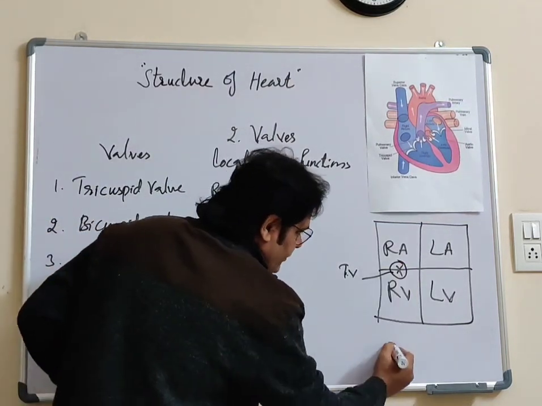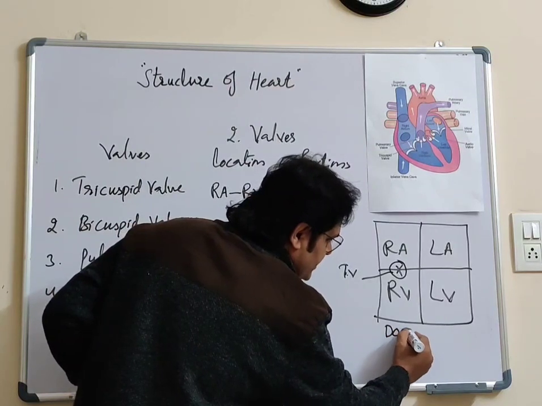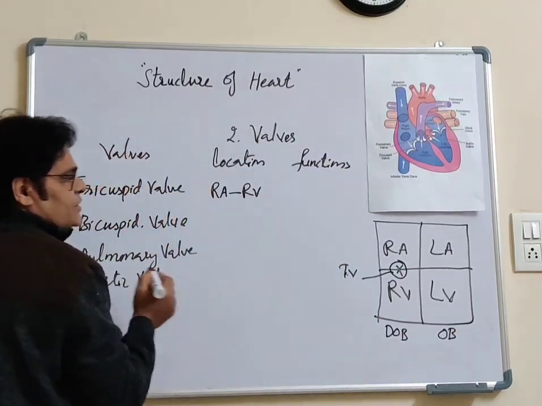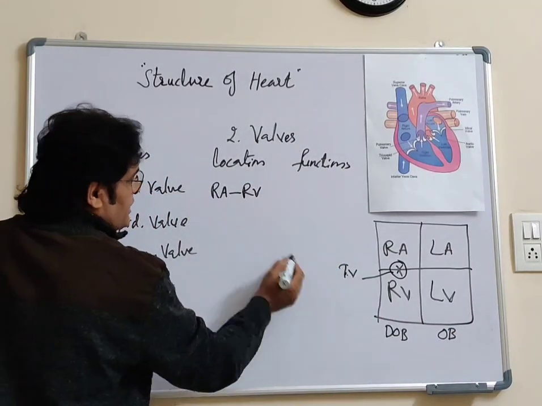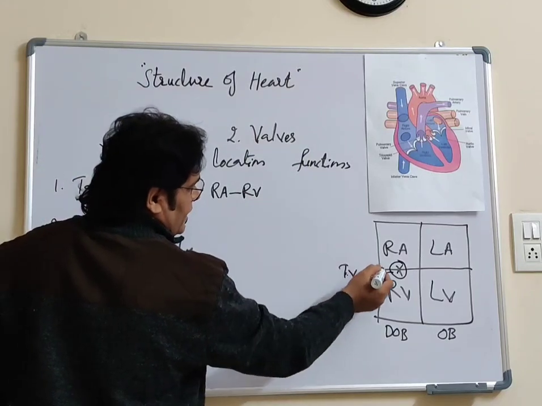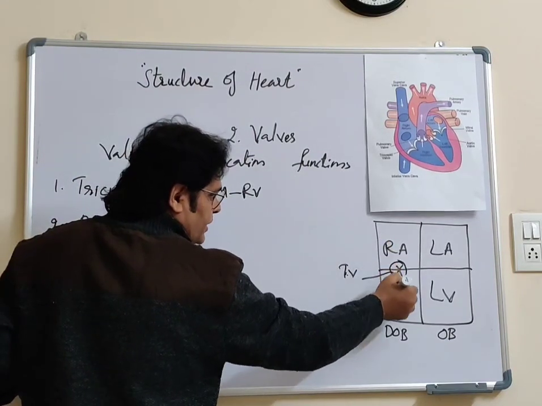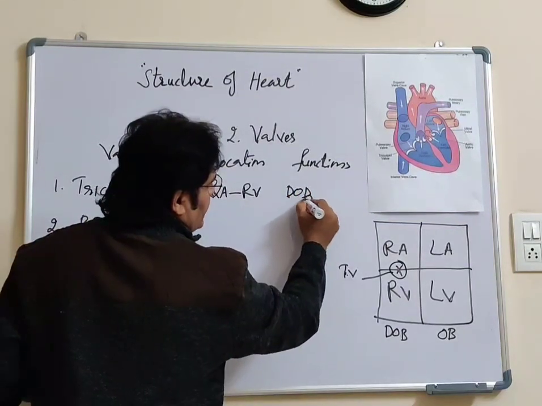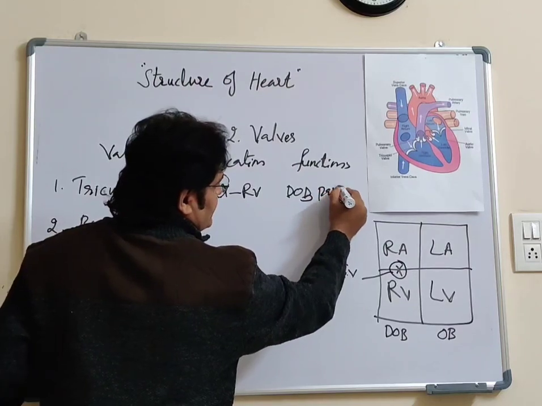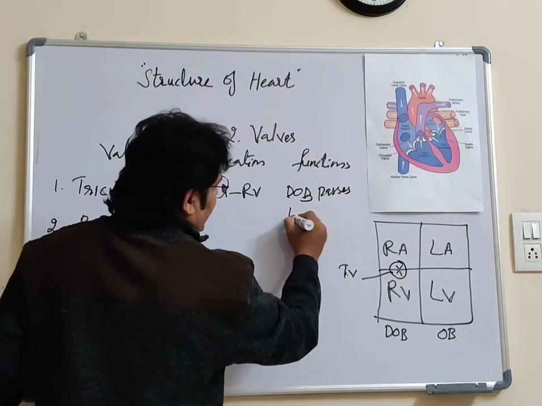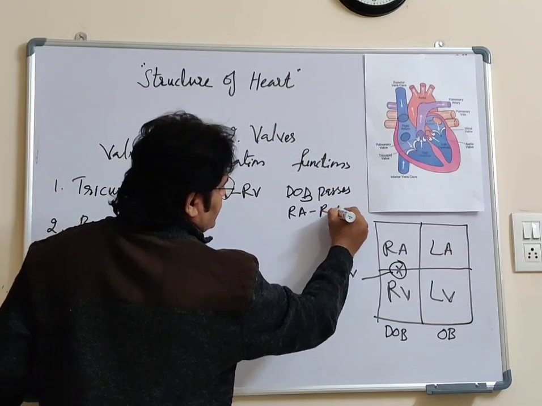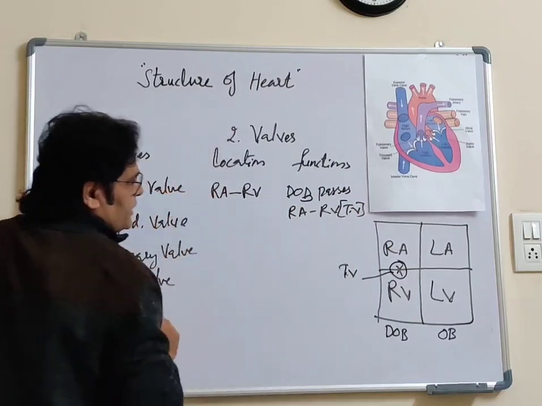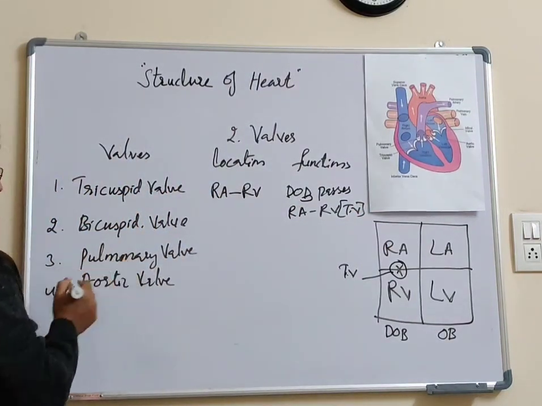On the right side, deoxygenated blood is present and moving here, and on the left side oxygenated blood is moving here. So what is the function? The tricuspid valve allows the deoxygenated blood from the right auricle to the right ventricle. Clear? So which blood passes here? Deoxygenated blood passes from the right auricle to the right ventricle through the tricuspid valve. This is the function.